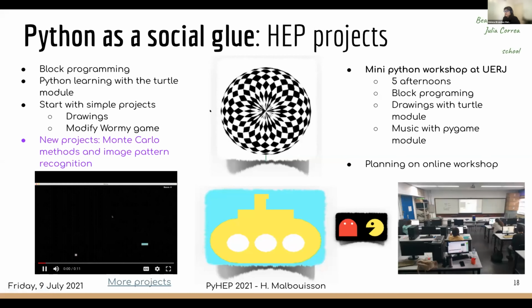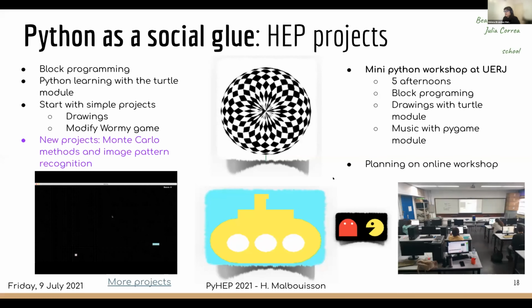Those 2 students, they started with us, they were very young, and now they have moved on to work on some more complex things like Monte Carlo methods and image pattern recognition. They are already in high school now. And we also do workshops. So the last one we did had 5 afternoons with the same program, 2 or 3 hours per afternoon. And now with the schools and high schools coming back, we are going to do an online workshop.